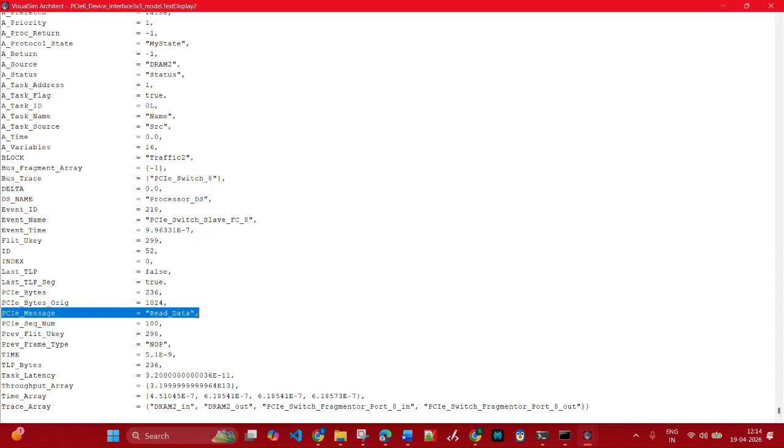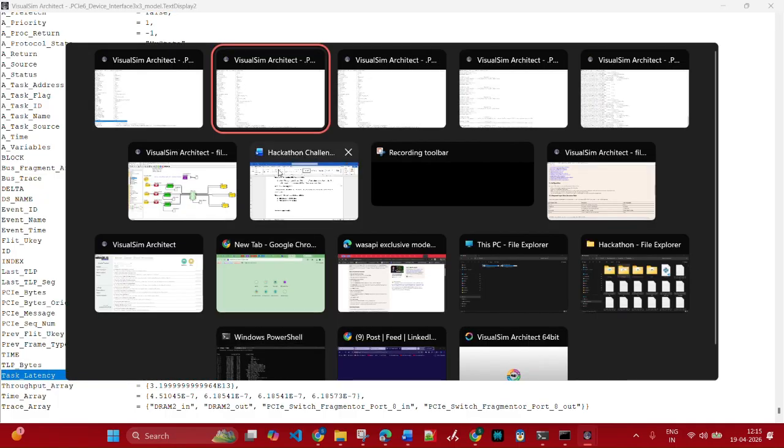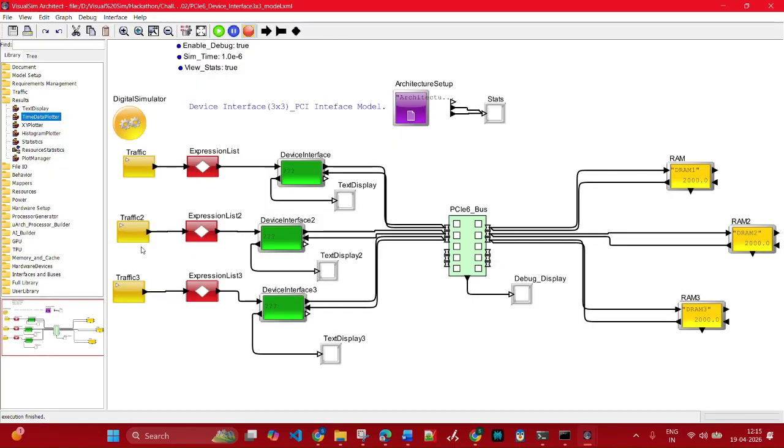What is the PCIe message? Read data. What is previous? It's a no op, no condition. So what is my task latency? Task latency is generally, if you see, I've issued a transaction here. It goes over the PCI bus, goes to DRAM, and from DRAM comes back here. So this is my text to display.